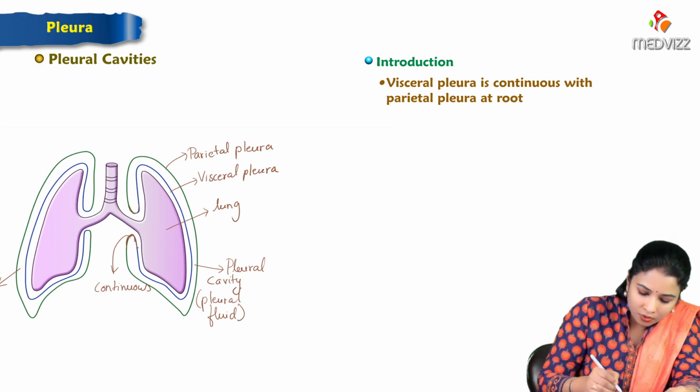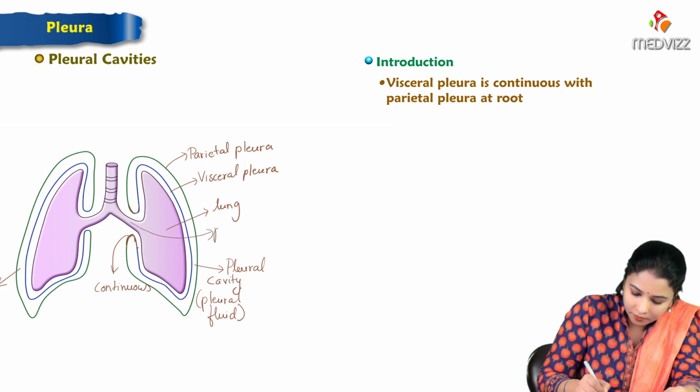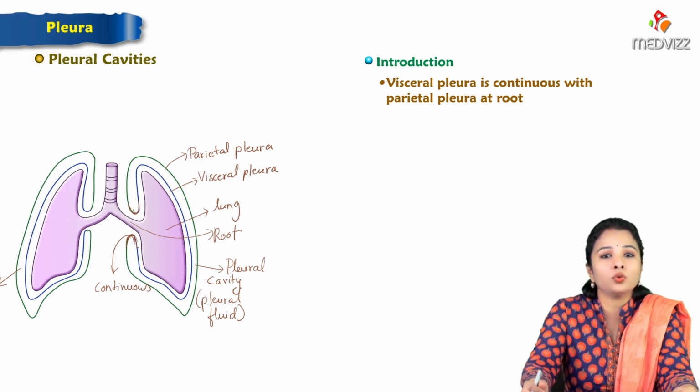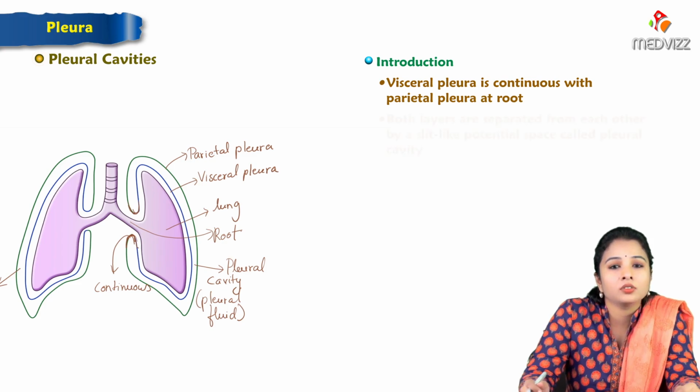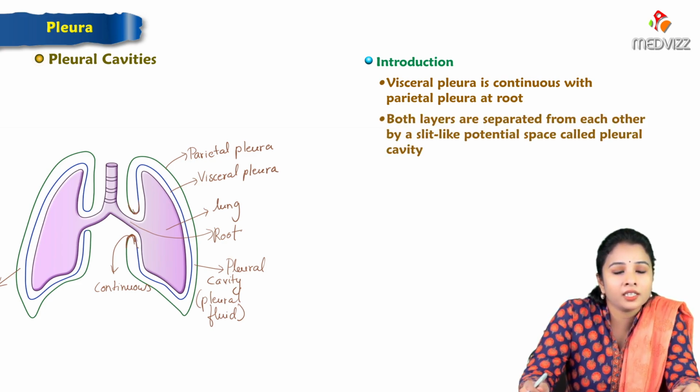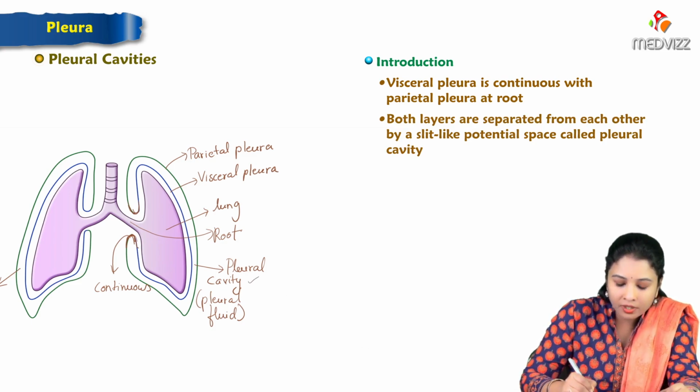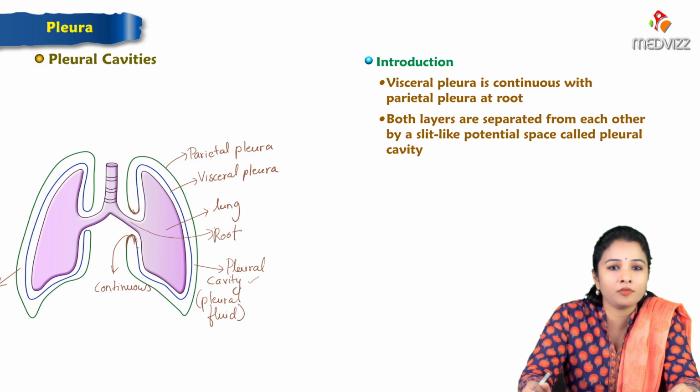So here is the root of the lung. We can see the parietal pleura reflects to form the visceral pleura. So both are reflecting into each other around the root of the lung. The parietal and the visceral layers are separated from each other by a slit-like potential space, which is called the pleural cavity, filled with the pleural fluid.